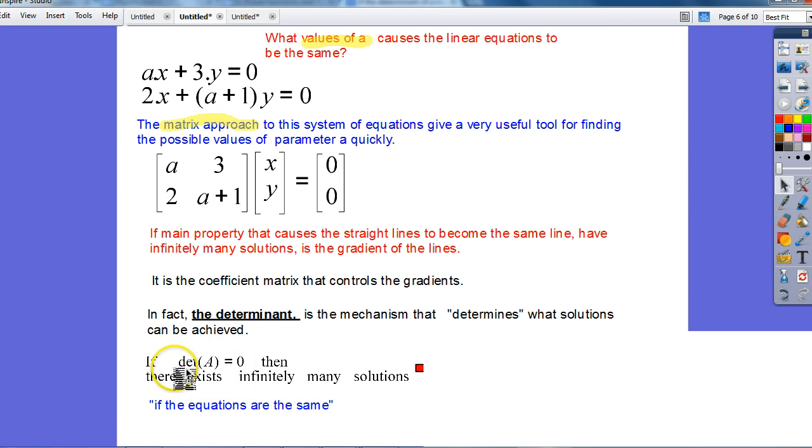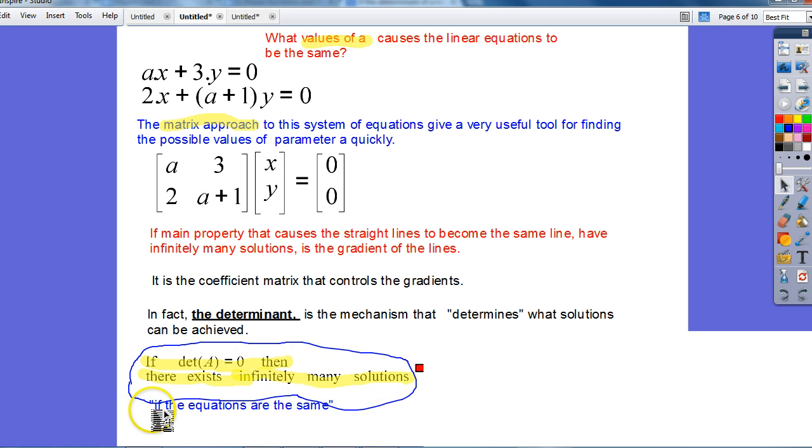If the determinant of the coefficient matrix A is 0, then there exist infinitely many solutions. That's the first fact that we're going to identify, and I want you to write that down in your book, highlight it, put a big bubble around it, just like this. If the determinant of the coefficient matrix is 0, we've got infinitely many solutions, and that means the equations are the same line. So let's do a little calculation and see how that works out.